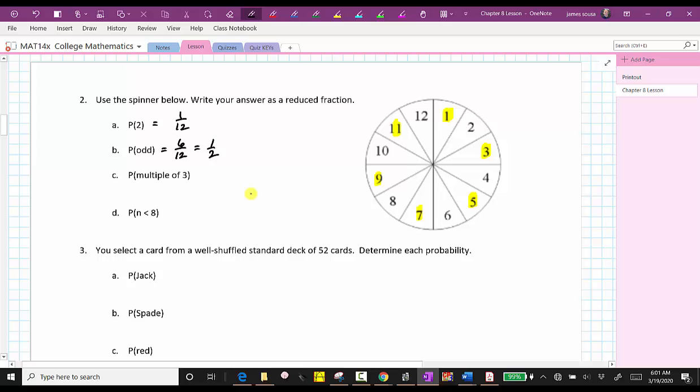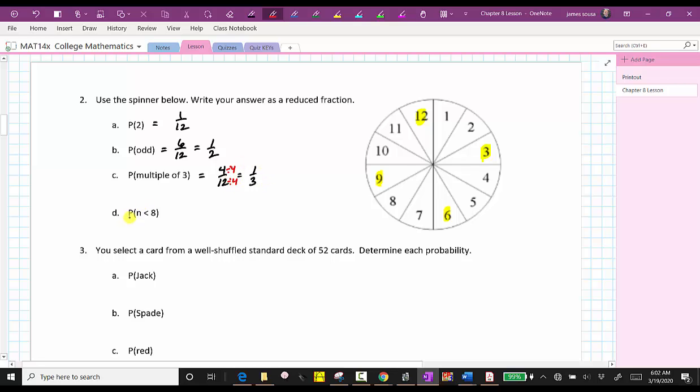For part C, we want the probability of a multiple of 3. Well, multiples of 3 from 1 through 12 are 3, 6, 9, and 12. There are 4 favorable outcomes out of a total of 12. The probability of rolling a multiple of 3 is equal to 4/12, which simplifies to 1/3. By hand, to simplify 4/12, we divide the numerator and denominator by the common factor of 4.